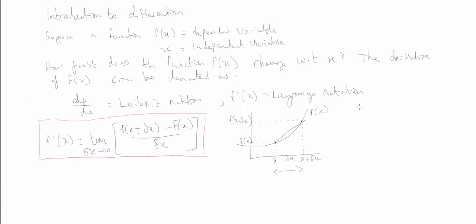So remember, gradient is simply rise over run. So the rise is f of x plus delta x, subtract f of x, that's the rise, and the run is the width, and the width here is just delta x. So as delta x goes to 0, then we would find the instantaneous rate of change, and that's how the derivative is defined.